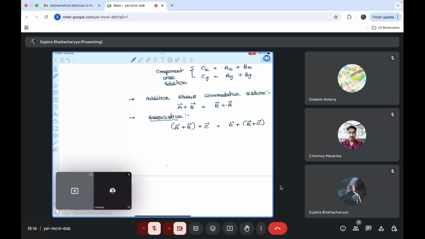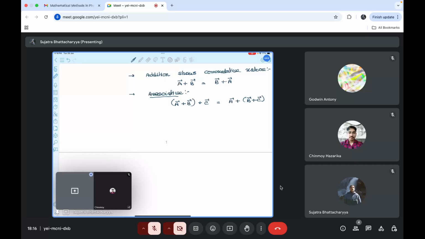So now let's move towards scalar multiplication. This is another property of vectors after addition. Let us consider, for this case, a scalar quantity.